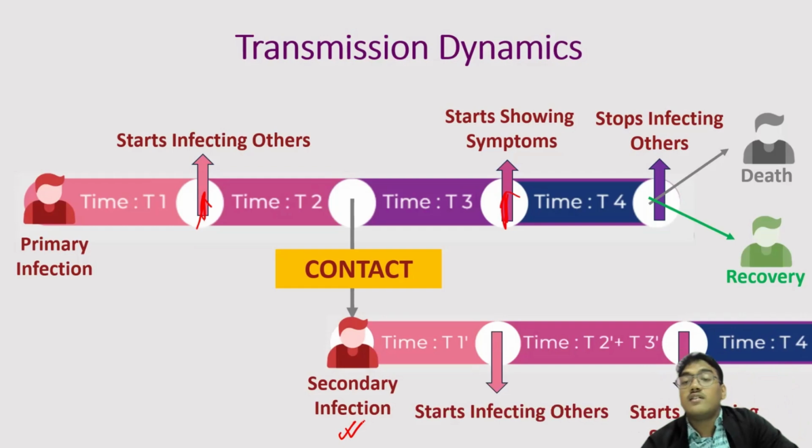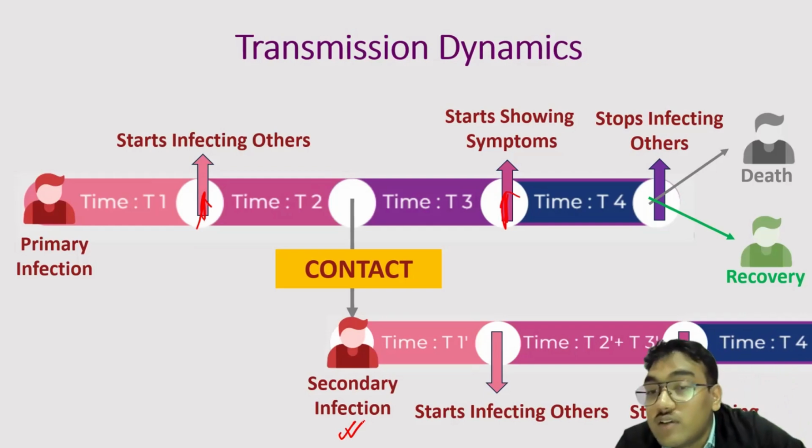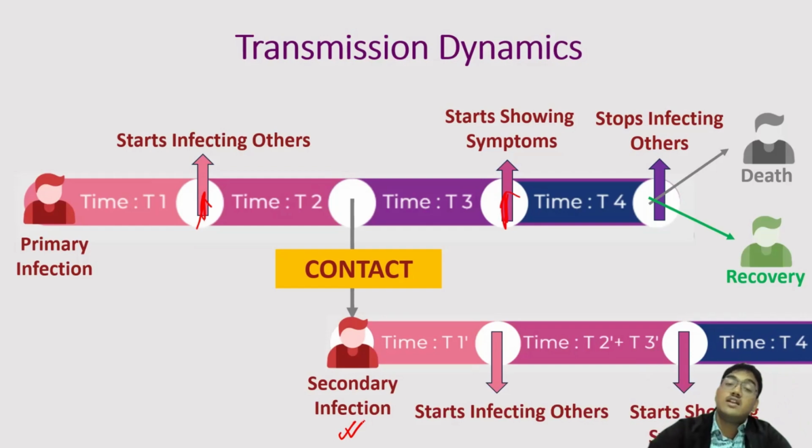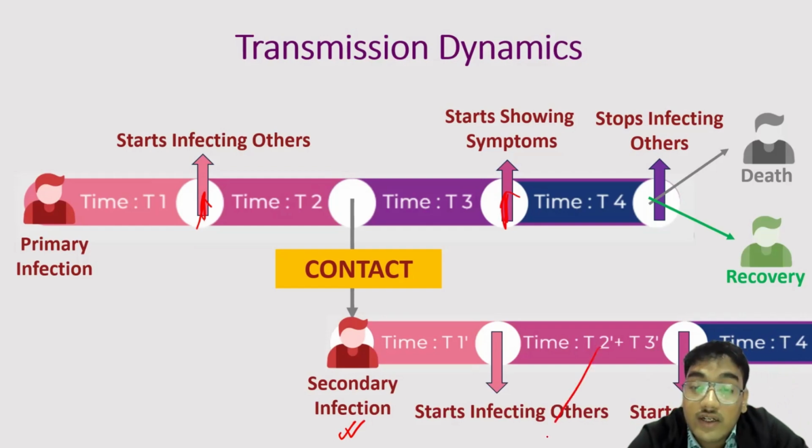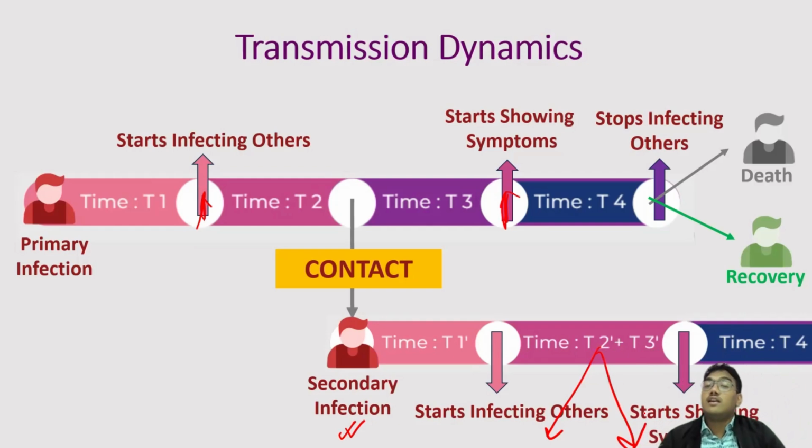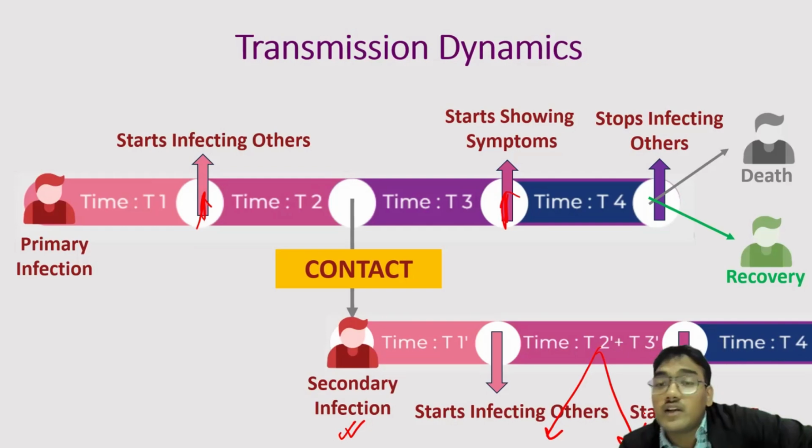And again, after sequential times, this person will start infecting others and start showing symptoms, and will eventually die or recover. So this is how the chain keeps on. Again, this person will interact with a few people between this time and they will start getting infected. So this is how the transmission keeps on happening, isn't it?